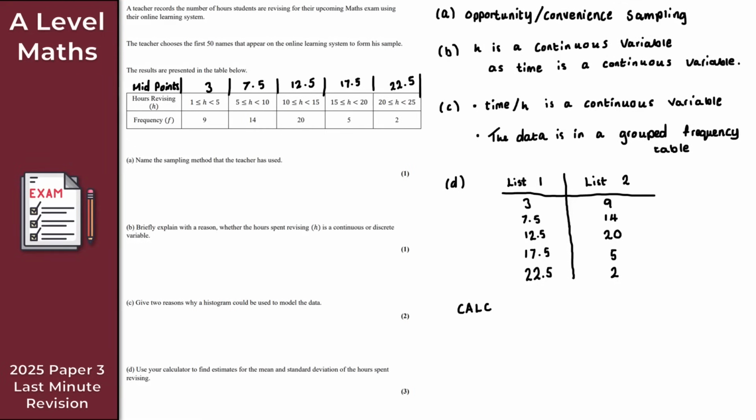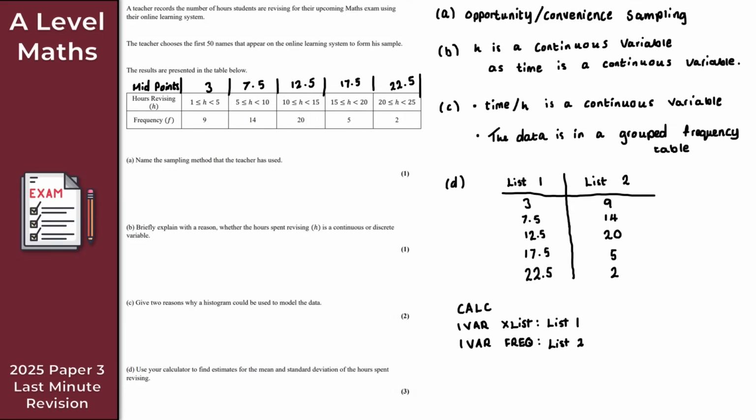So for 1 var X list, what I want here is list 1. Let me just write this down. For 1 var X list, what we input here is list 1. And then for 1 var frequency, what I input here is list 2. Like I said before, ignore all the 2 var stuff. That's just fine. Leave it as it is.